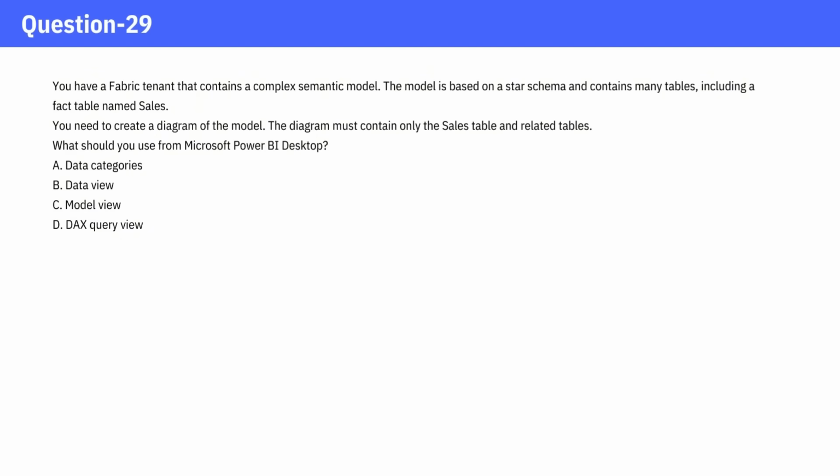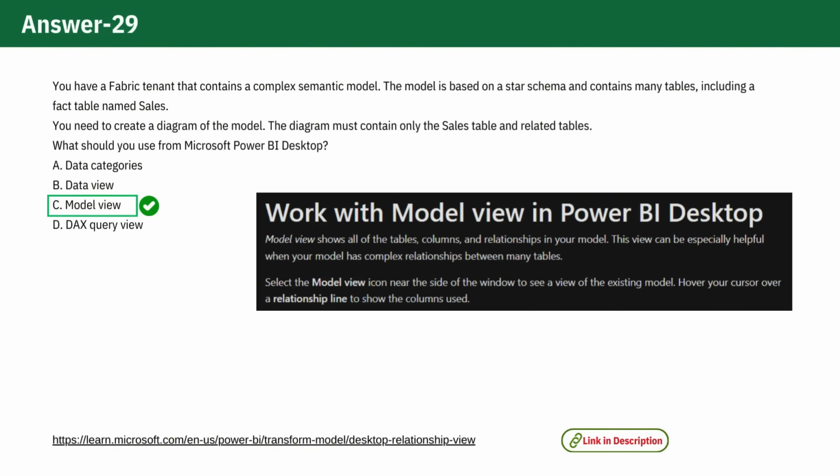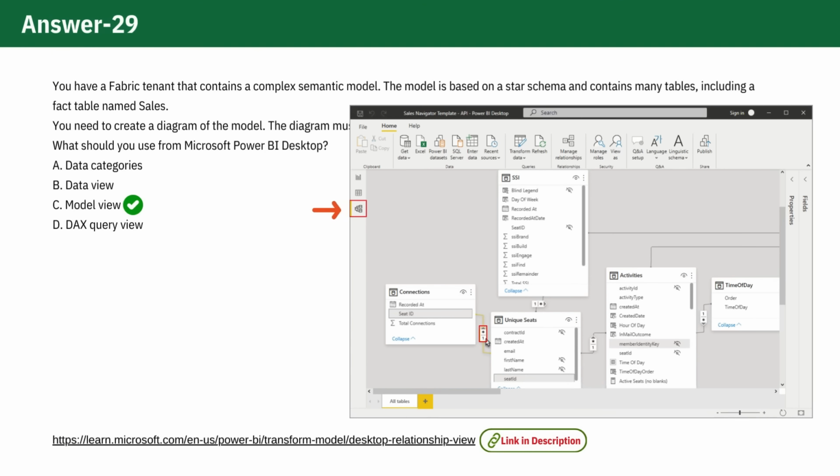This is a pretty simple and straightforward question. The correct answer is option C, Model view, because Model view allows you to visually see all the tables and relationships in your data model. It will clearly display the fact table, Sales, in the center, with the related dimension tables connected around it, providing a clear and accurate diagram of the model.